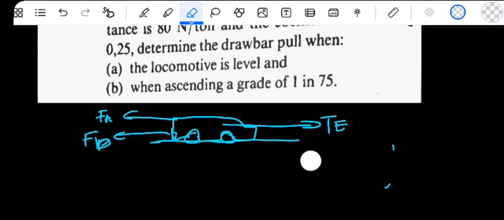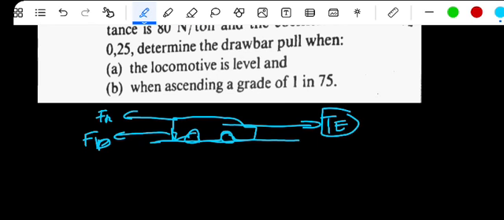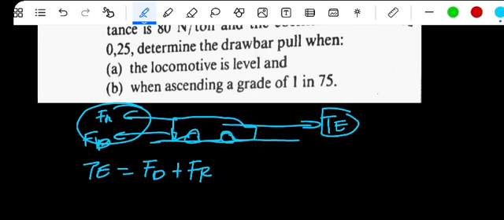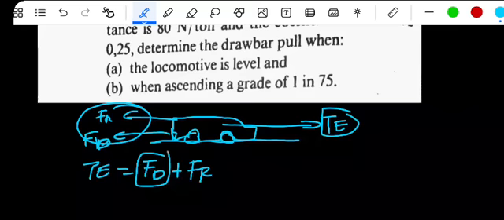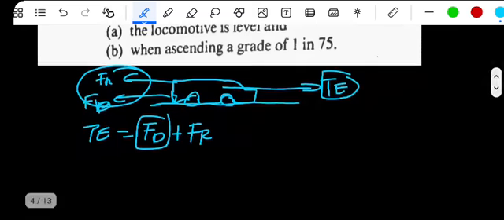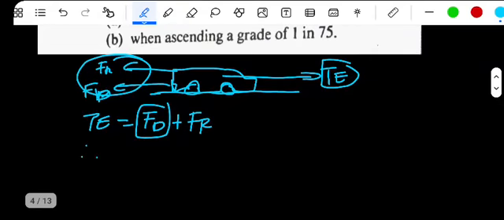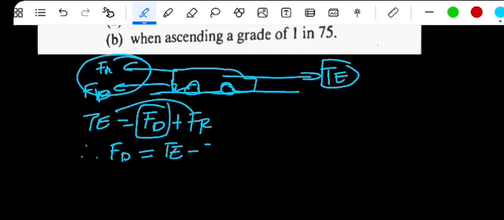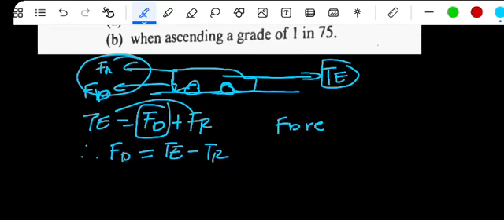So from that I can say TE, using the equation. These are acting in the same direction: TE equals FD, the drawbar pull, plus FR. Now I want the drawbar pull, so I make it the subject. Therefore, the drawbar pull is TE minus FR. So this is our drawbar pull. Replace FA.